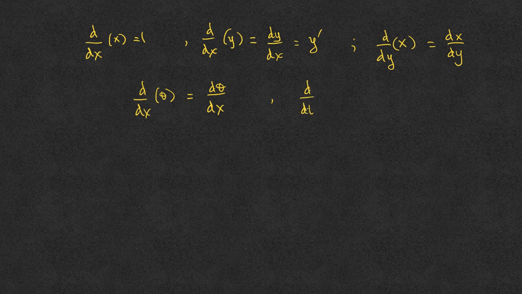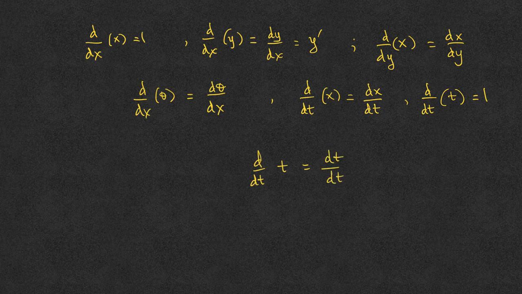D dt of x is not 1, but dx dt. D dt of t is 1. You can think of d dt of t as dt over dt, and that dt over dt is 1, although nobody writes dt over dt. The derivative of t with respect to t is simply 1.